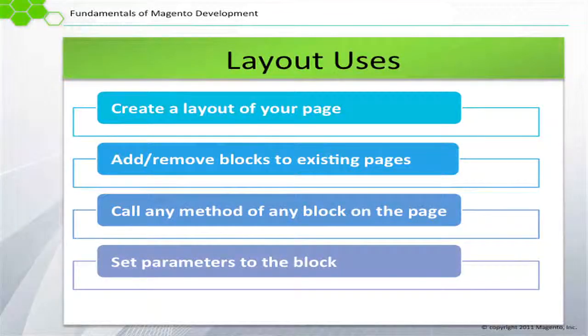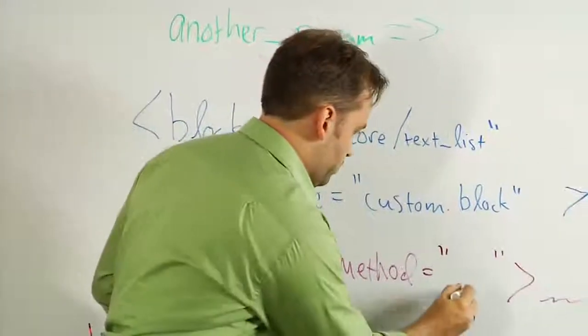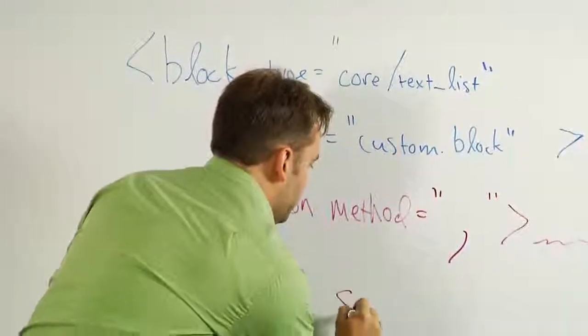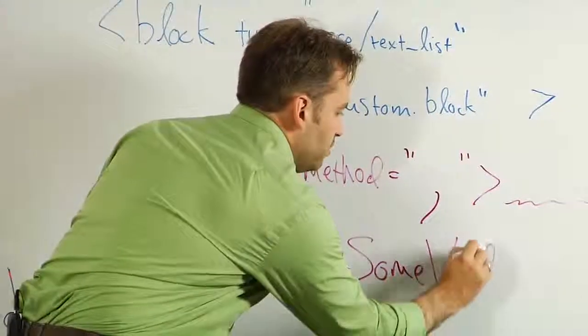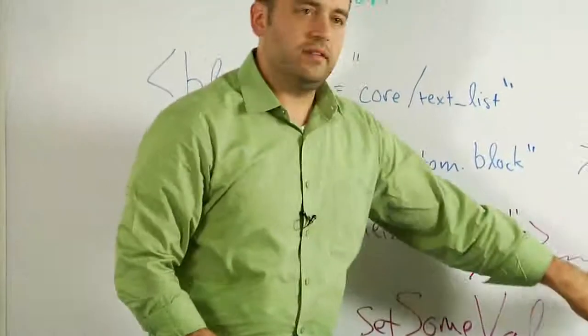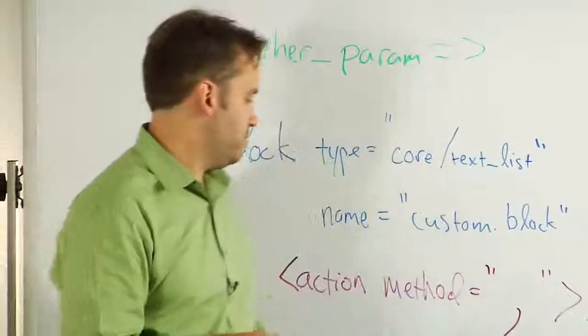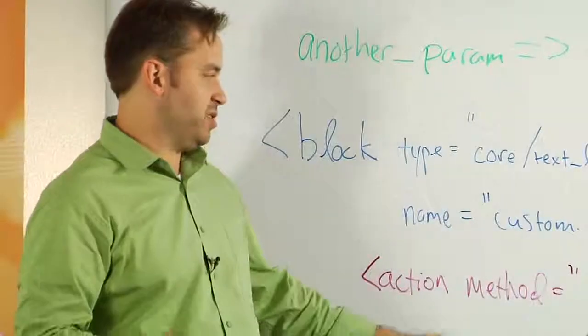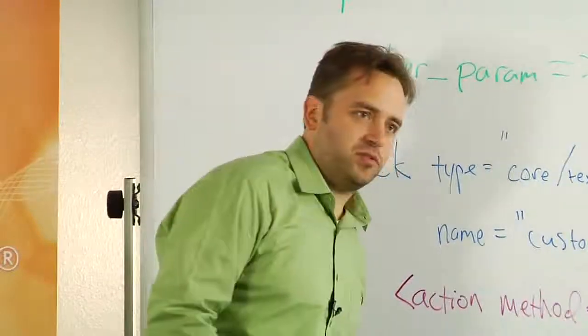And you can set parameters to the block. Remember, blocks implement variant object, so we could call here, we could call set some val, and then in a node here, we could pass in some string. Hey, that's pretty cool. So we can actually add data to the block through the layout. The Layout XML is very powerful.